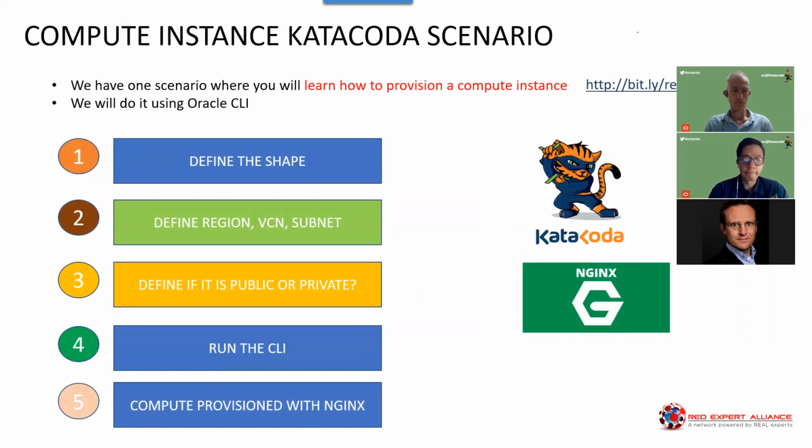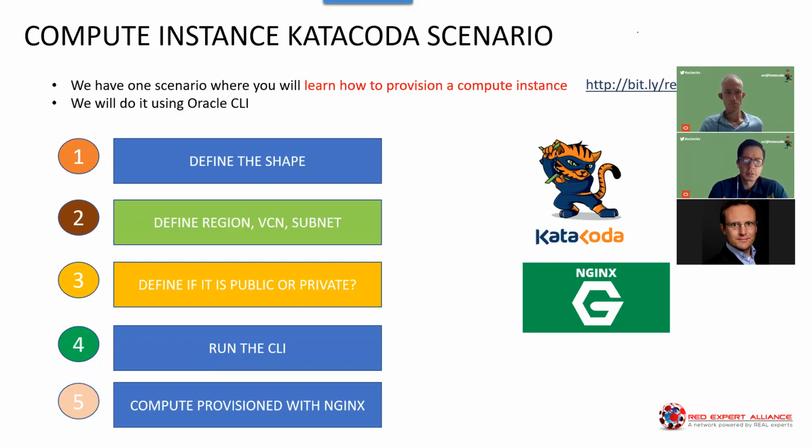in the Katacoda scenario. You're going to define the shape, which we already have, VM standard 2 again. You will define the region where you are located, because not all of us are within the same region, so you can choose in which region you would like to deploy this. You will use the VCN and the subnet that you will provision in the preparation lab. You will define if your compute instance is public or private. We are going to use public because we are going to deploy the Nginx and we want to test that Nginx at the same time.